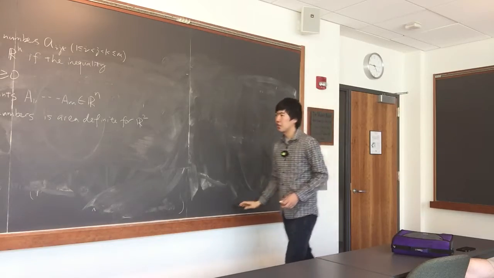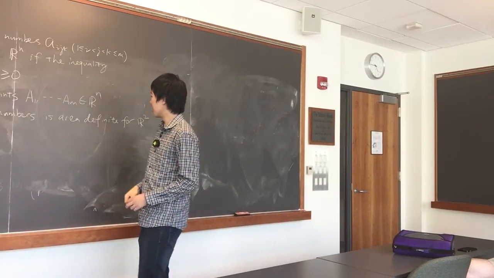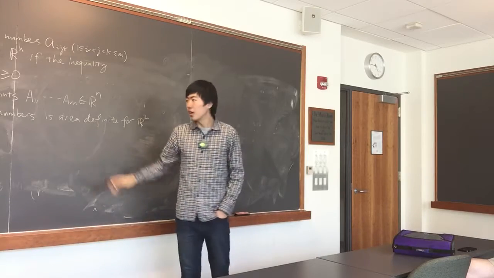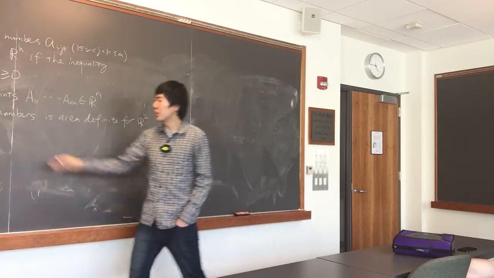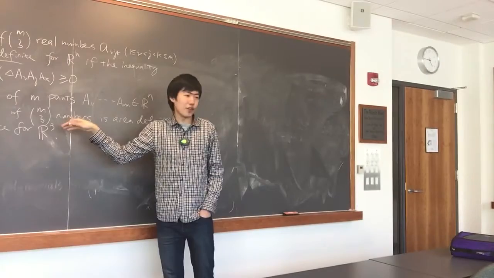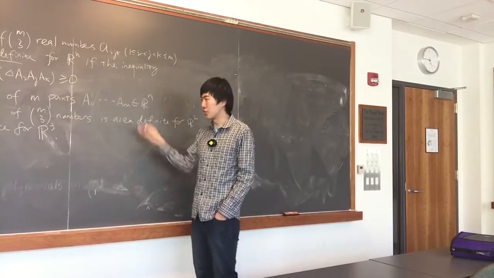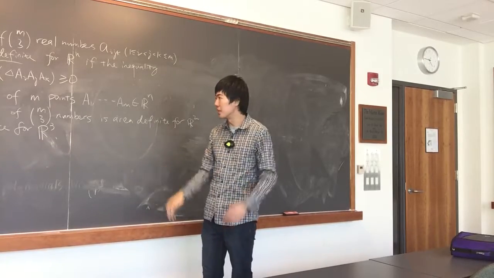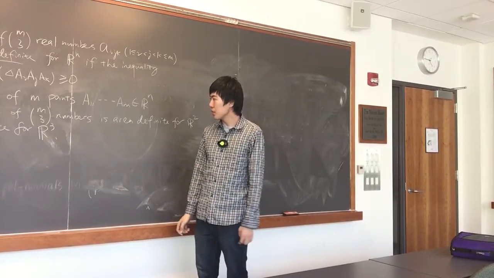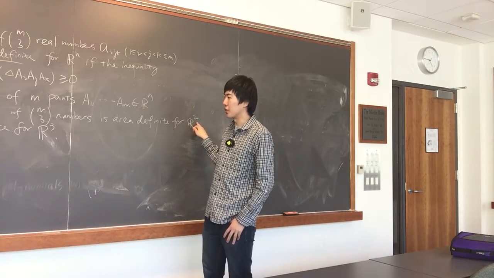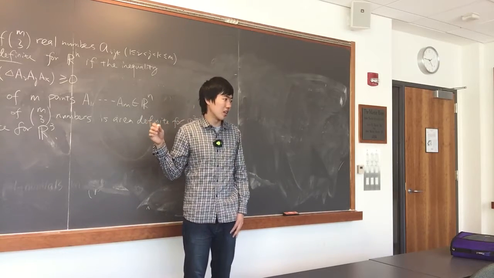So what the problem asks is, if a list of numbers is area definite for R2, it's also area definite for R3. We certainly know it's true the opposite direction, right? If it's area definite for R3, then it's area definite for R2, because we can just choose the endpoints to be on the same plane. So how do we do this? If we know this is area definite for R2, how can we translate that into R3?